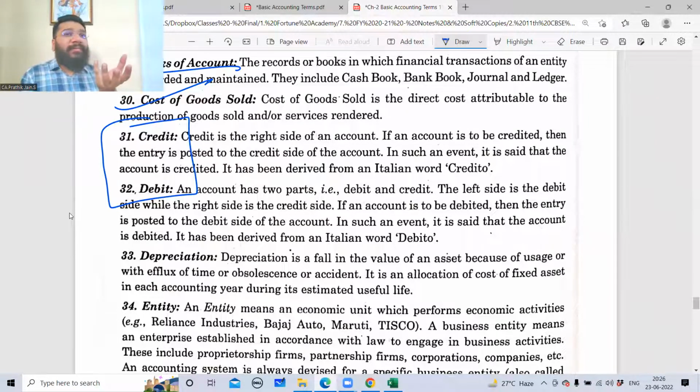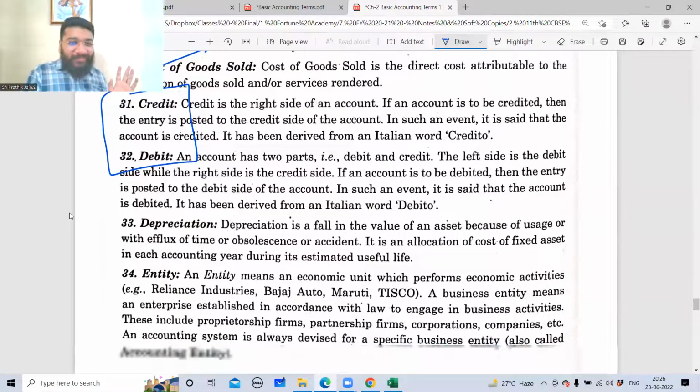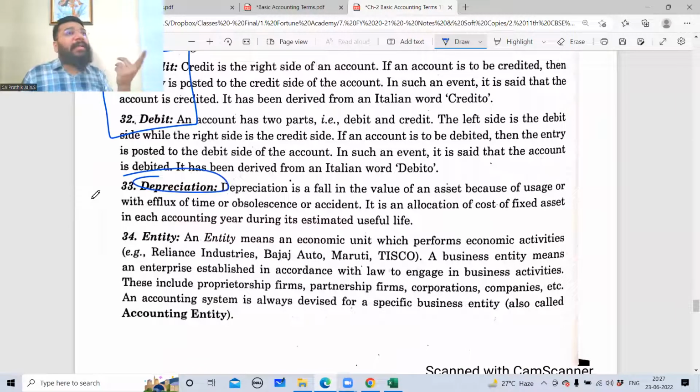This is the heart and the brain of accounting. Without these two, there is no accounting. Depreciation we'll discuss in detail in the depreciation chapter. Entity. Entity is basically the business enterprise.